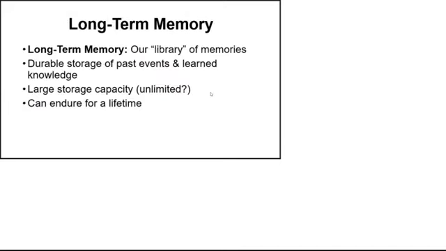So long-term memory would be considered our library, our storage of memories, stuff that we've been holding on to, stuff that we have in our capacity, things that we can draw on, things that we can pull into our awareness. So it's going to be a fairly durable storage system. If you can remember things from when you were a child, you can remember things from last week. So we have a pretty good ability to remember things.